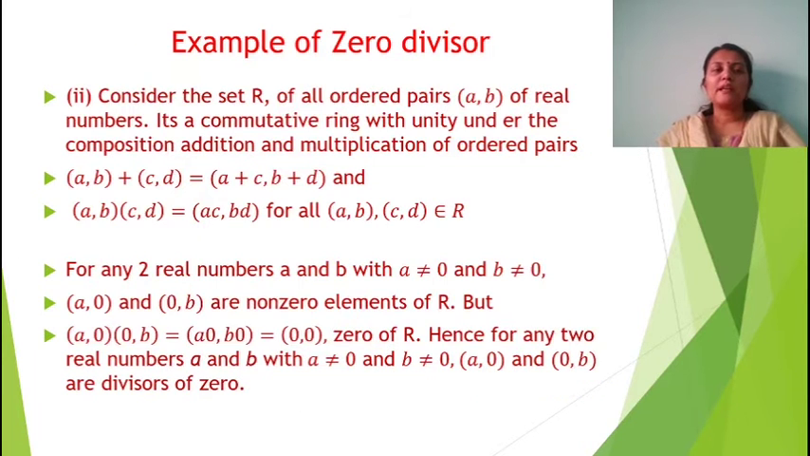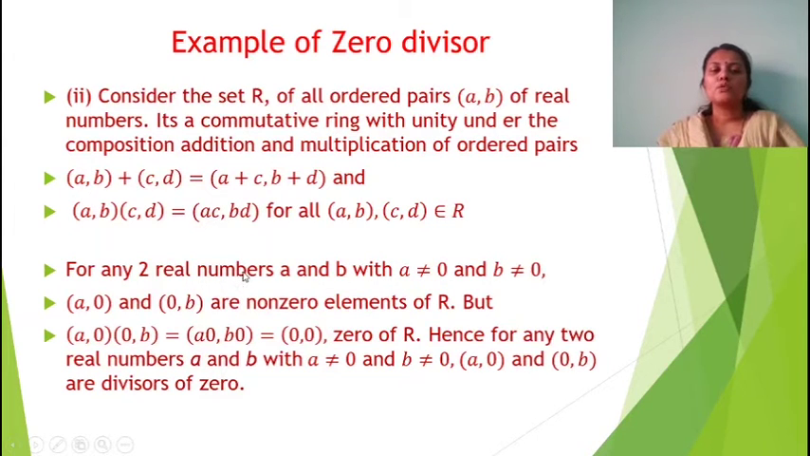Now the second example: consider the set R of all ordered pairs (a, b) of real numbers. We have shown that it's a commutative ring with unity under addition and multiplication of ordered pairs, defined by (a, b) + (c, d) equals (a + c, b + d), and (a, b)(c, d) is the product of coordinates (ac, bd) for all (a, b), (c, d) elements of R. Now we have to show that it's an example of zero divisors.